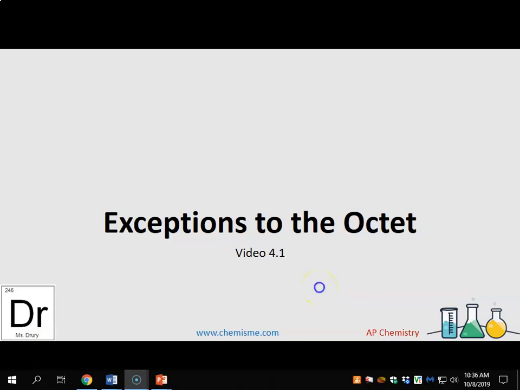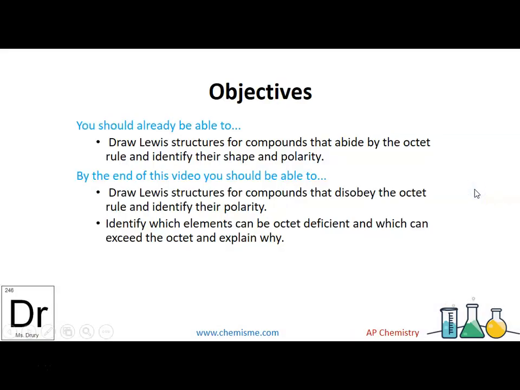This video is about the exceptions to the octet. You should already be able to draw Lewis structures for compounds that do abide the octet rule from year 1 and identify their shape and polarity. But by the end of this video, you'll also be drawing Lewis structures for compounds that disobey the octet to identify their polarity and identify which elements can be electron deficient and which can exceed that octet and why.